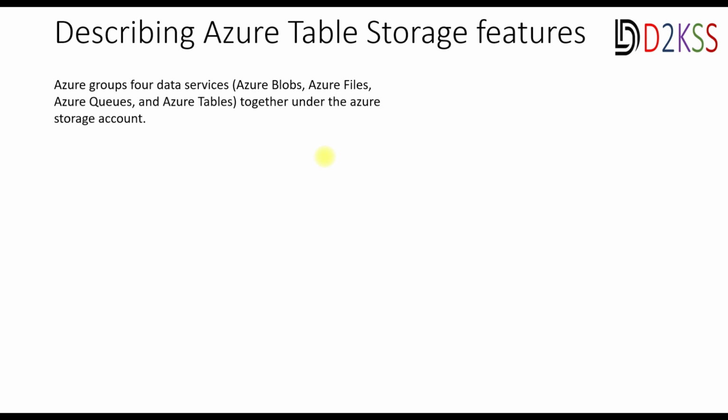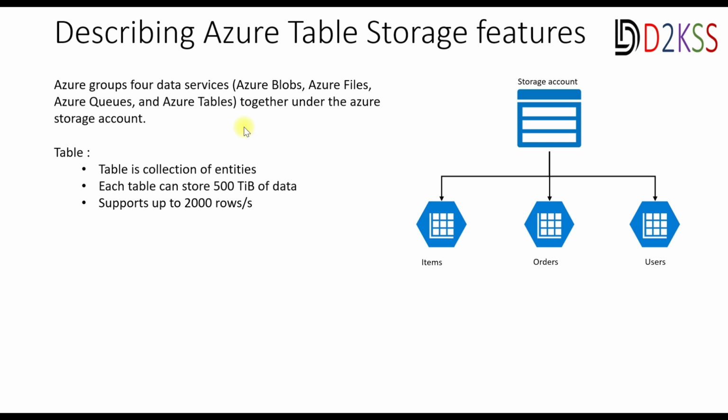As we know, Azure groups four data services, Azure Blobs, Azure Files, Azure Queues and Tables, together under the storage account. Now we are talking about Azure Table. An Azure Table is a collection of entities, and each table can store 500 TBs of data and supports up to 2000 rows per second for read and write.